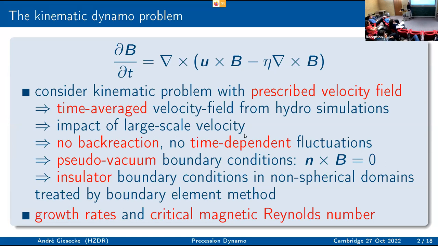And often, in spherical domains, it's not very difficult to implement insulating boundary conditions. But for other geometries like cylinder or rectangular, it's more difficult. And often people use pseudo vacuum boundary conditions, which assume that the field is vertical on the boundary. And I will just show how this impacts solutions.